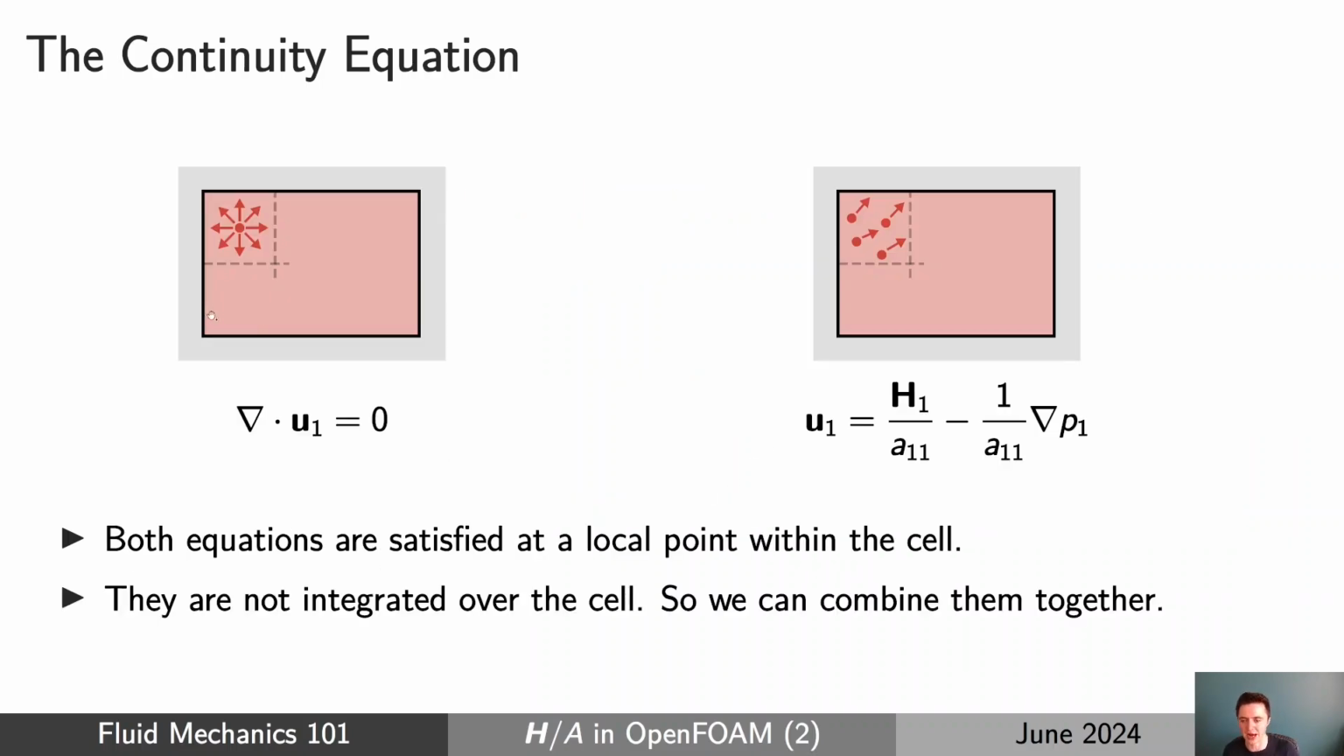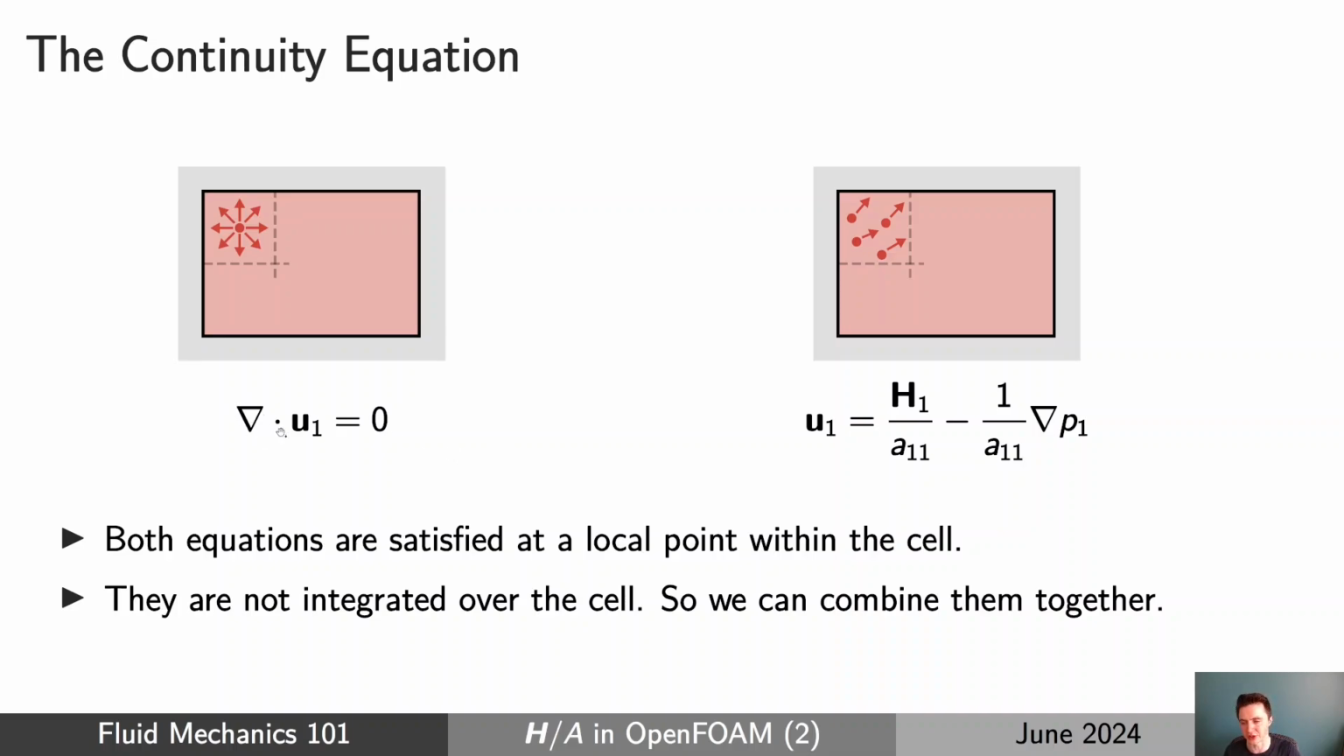And what that means now is that because we've got our continuity equation in differential form, it's satisfied at every single infinitesimal location within the cell, and we've also got our momentum equation, which is also written in terms of an infinitesimal location within the cell. It's not integrated over the volume of the cell. That means that we can combine these two equations together because they're both going to be satisfied at every single infinitesimal location within the cell.